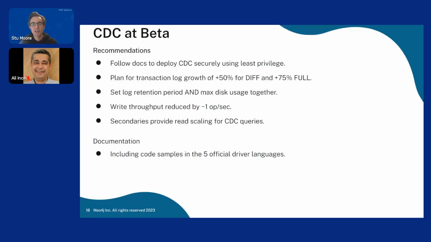As part of the beta, we make some recommendations. I've touched on some of these earlier. Be sure to employ CDC using least privilege. That's documented in our documentation that's available. Plan for log growth around 50% for diff and 75% for full. Obviously, the actual amounts are going to vary based on your application data model and what's changing, but those are some good guidelines for you. Also, remember to set the size of the log retention as well as the time period, and that will help you avoid out-of-disk space.